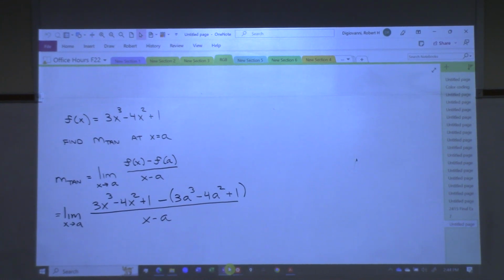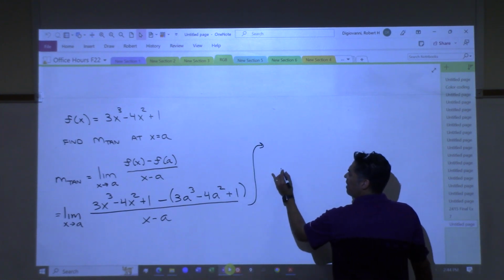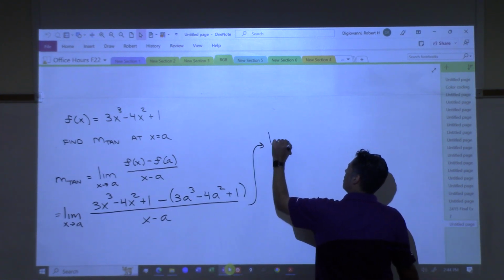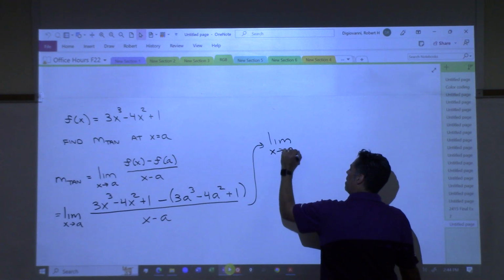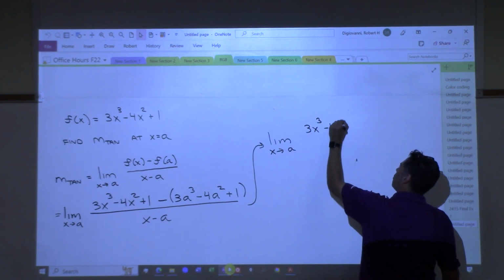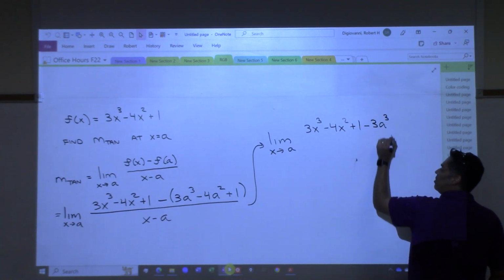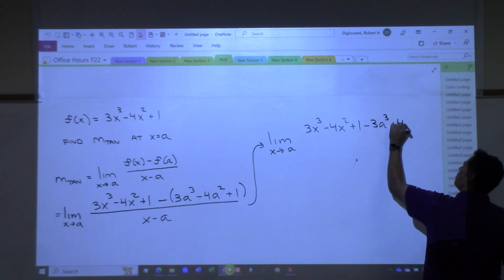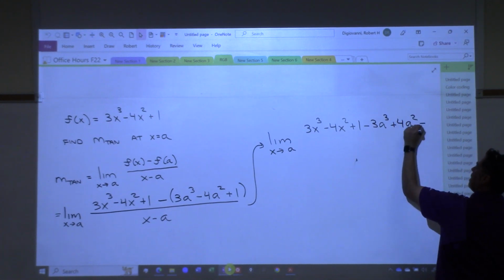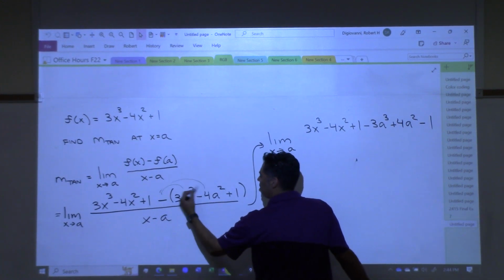Distribute the negative through. Yeah, I think something does cancel there. Let's see what happens. Limit as x approaches a. We're going to have 3x cubed minus 4x squared plus 1. Now distribute the negative: negative 3a cubed plus 4a squared, and then minus 1. That's just me passing this negative through the parentheses here.